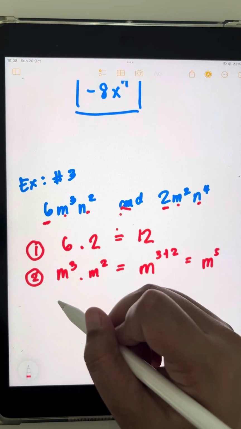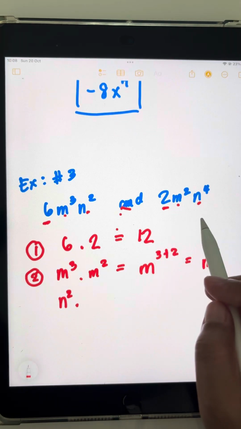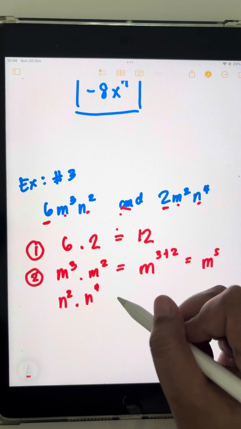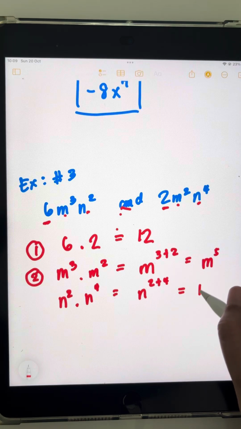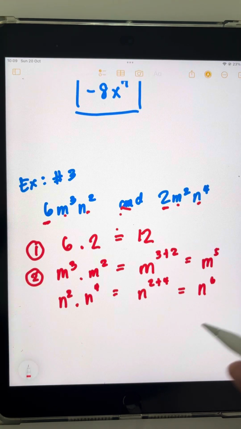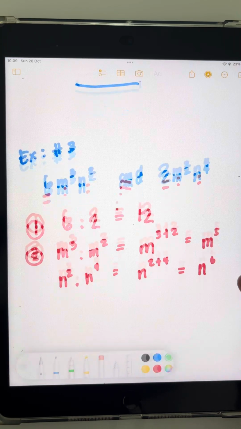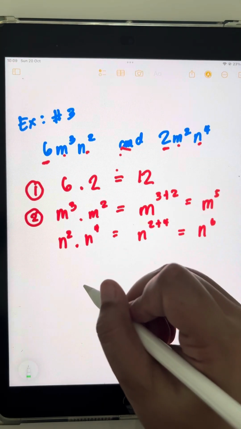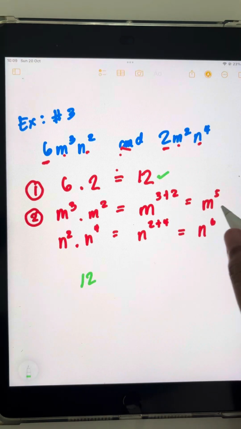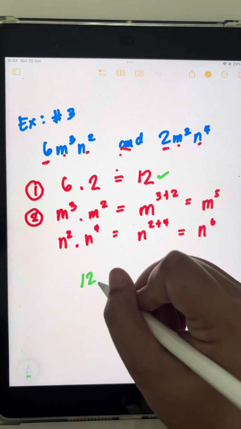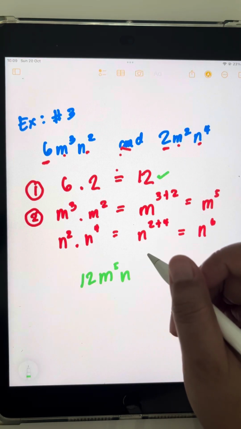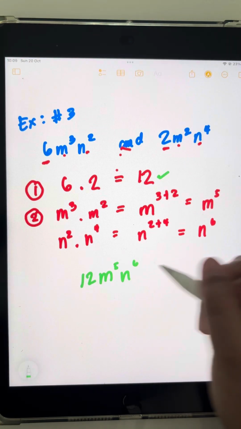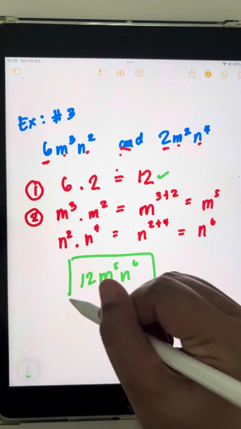Now let's go to n. n squared multiplied by n raised to the power of 4. So that will be n, 2 plus 4. It will become n raised to the power of 6. Okay? So your final answer now is 12, and just copy the variables: m raised to the power of 5 and then n raised to the power of 6. That's your final answer.